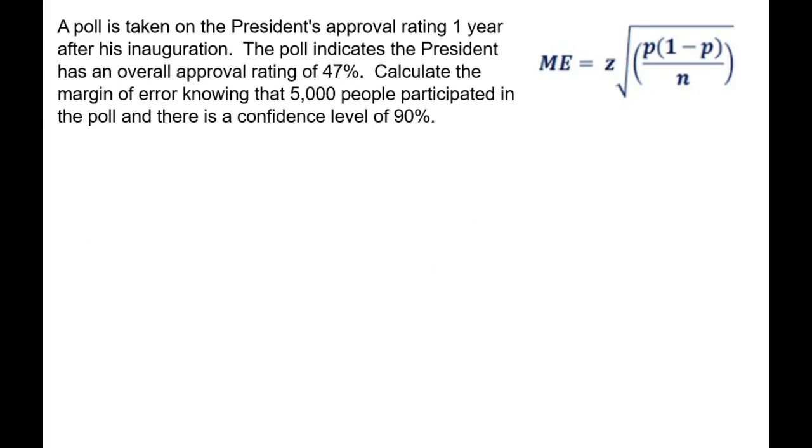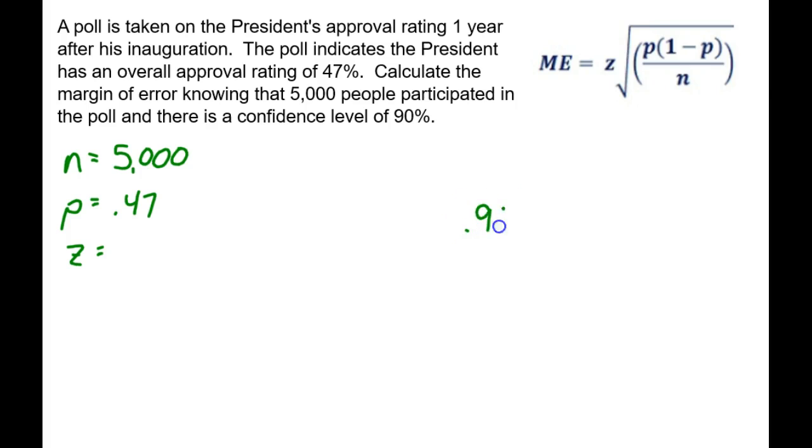Now to the second example. A poll is taken on the president's approval rating 1 year after his inauguration. The poll indicates the president has an overall approval rating of 47%. Calculate the margin of error knowing that 5,000 people participated in the poll and there's a confidence level of 90%. In this problem, we know the value of n is 5,000, p is 0.47. We need to find the value of z using the confidence level.